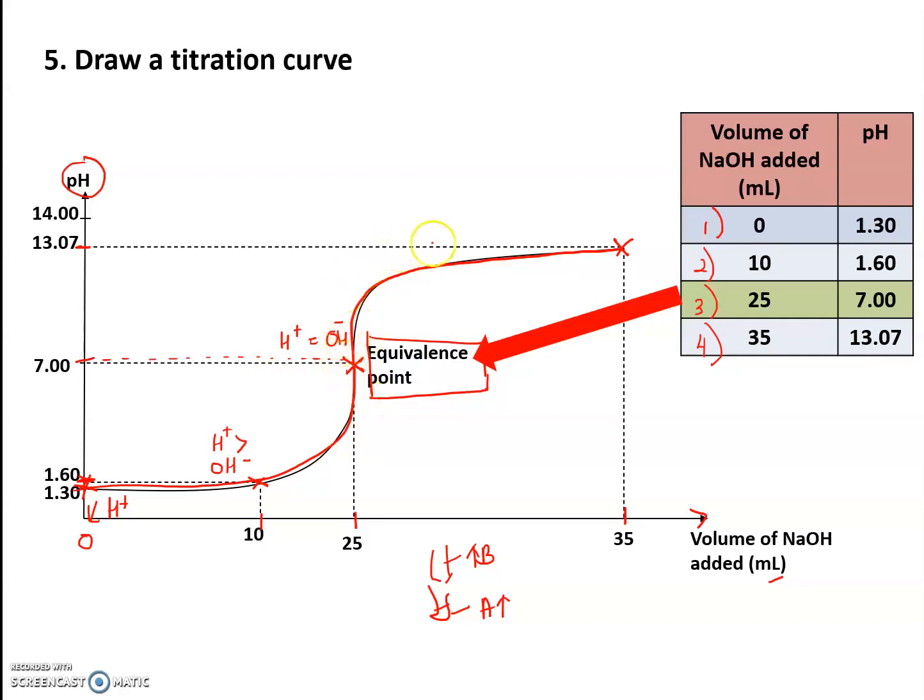After the equivalence point, if more titrant was added, the pH changes. The concentration of hydroxide is more than H plus, so that's why the pH is increased. The solution now will be very basic.